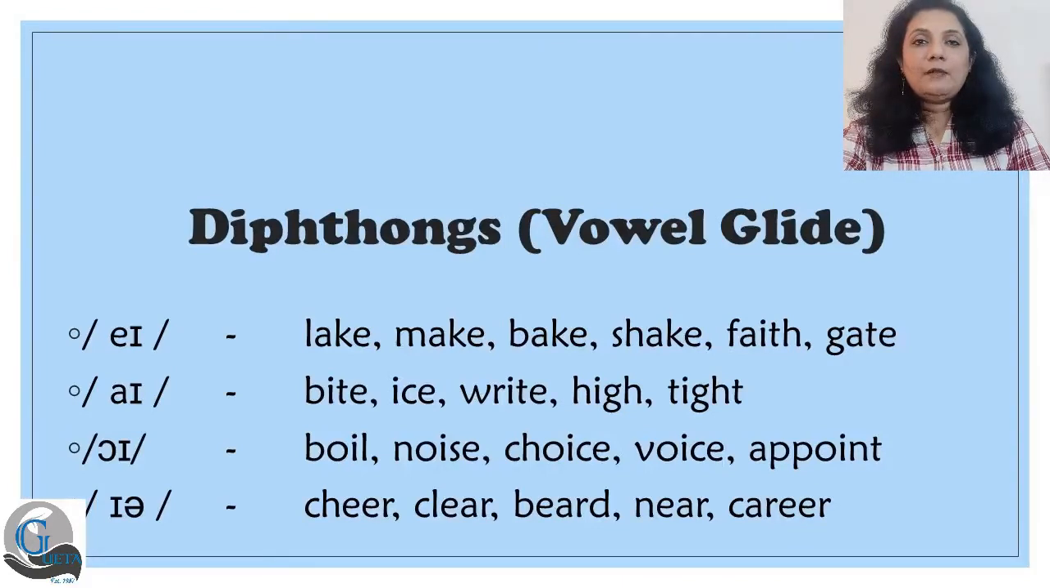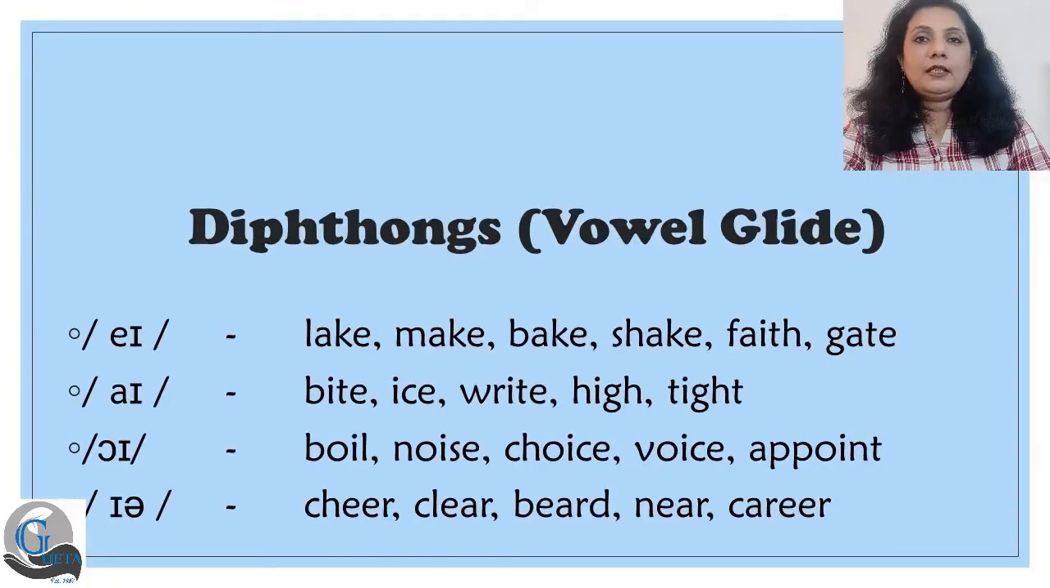The next is /aɪ/, represented by the symbol a and i. So you have words bite, ice, right, high, tight. Then /ɔɪ/, the O and I sound, represented by the phonetic symbol inverted c and i. Look at these words: boil, noise, choice, voice, appoint.